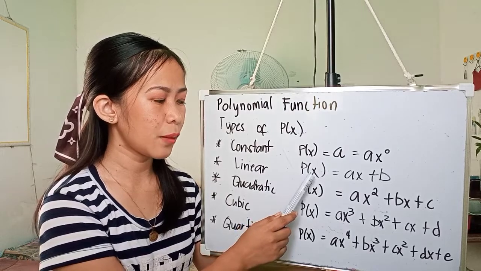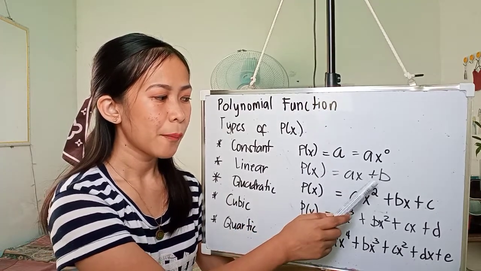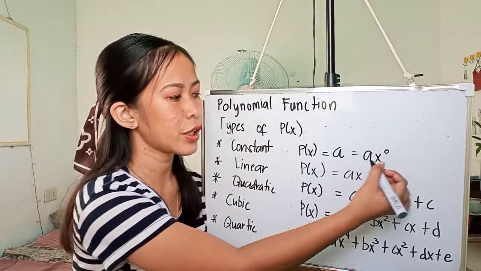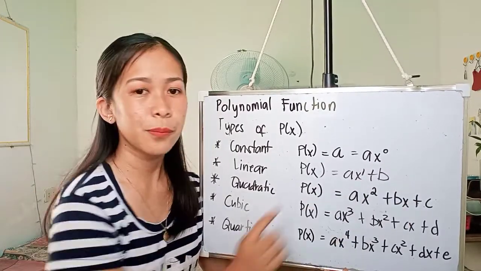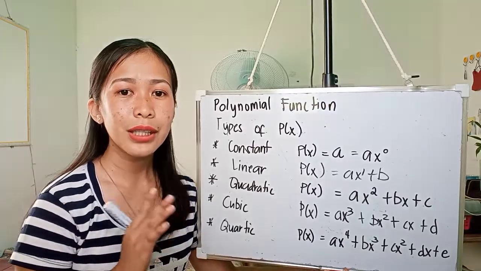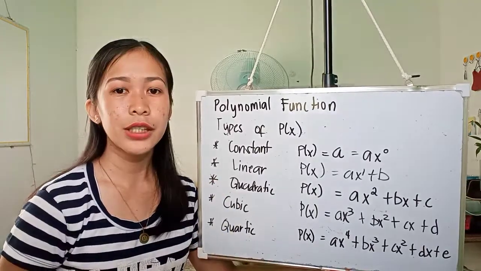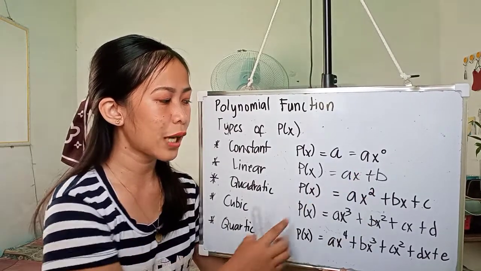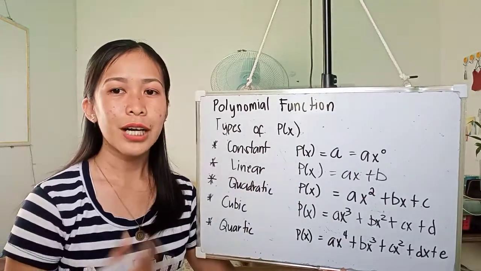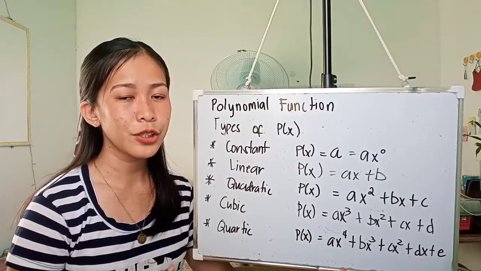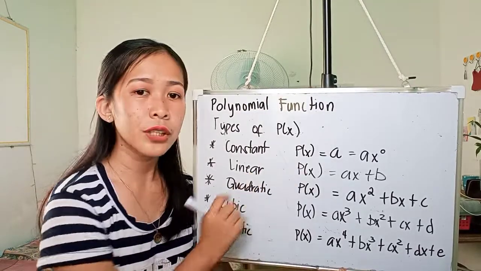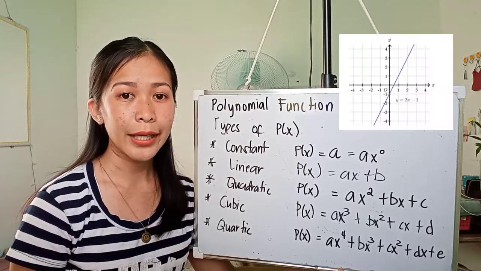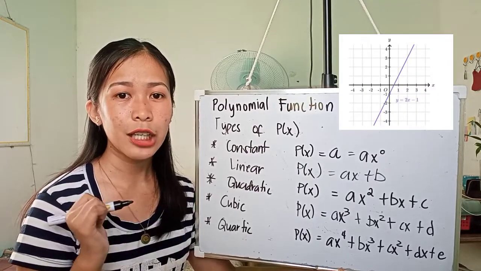Linear function, we have p of x is equal to ax plus b, and the highest degree of a linear function is 1. Automatic may exponent na 1 yan, di ba? So, that is the highest degree of the linear function, 1. Okay, so kapag ganyan yung nakita nyong itsura, that is a linear function and under siya ng polynomial function. Okay, so ang graph nito in a rectangular coordinate system is a straight line as well. Okay, pa-straight line lang siya.